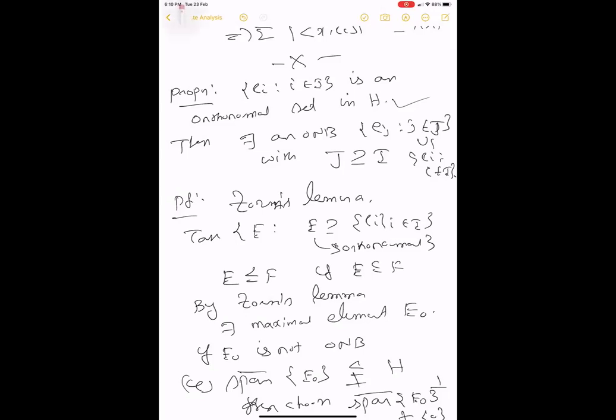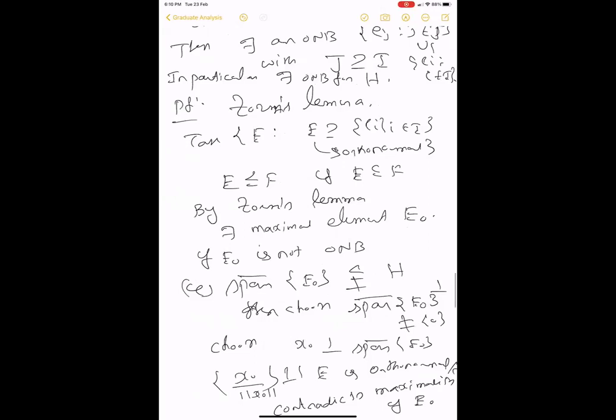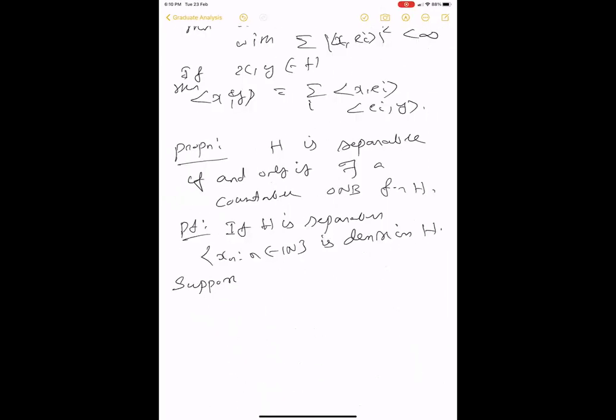In particular, maybe I will write it here: there exists an orthonormal basis for any Hilbert space. You take just one element and divide it by its norm, you get an orthonormal set that can be extended to an orthonormal basis. It's fine. It's okay, no? Yes. So if H is separable, then I take a dense set, and then I have an orthonormal basis also.